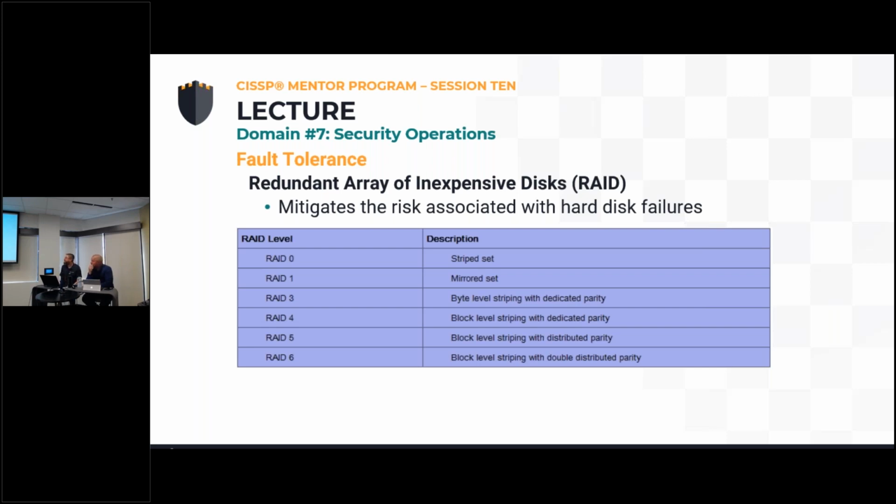So 3 and 4 have a dedicated parity drive, used to rebuild. A simple example, you could have 4 disks, the 4th disk is your parity, and 3 disks are striping across with a parity drive. You lose the parity drive and you lose the redundancy. I guess we'll probably go through all these anyway. RAID 5 is going to be block level striping with distributed parity, so it writes the parity across all the disks in the RAID array.